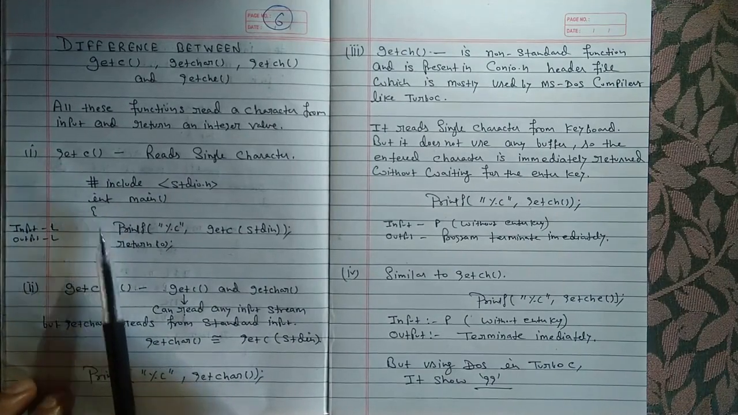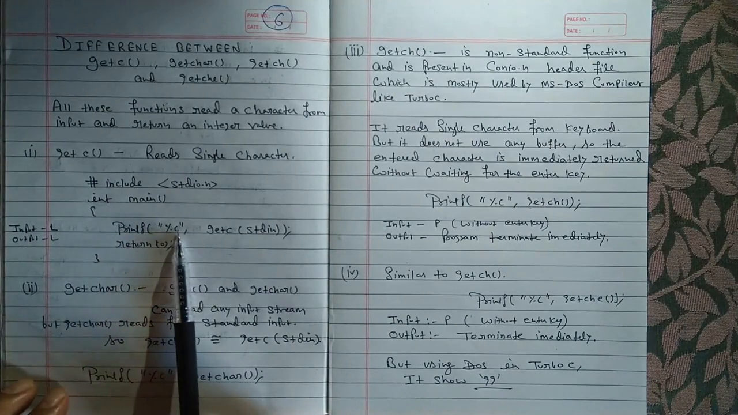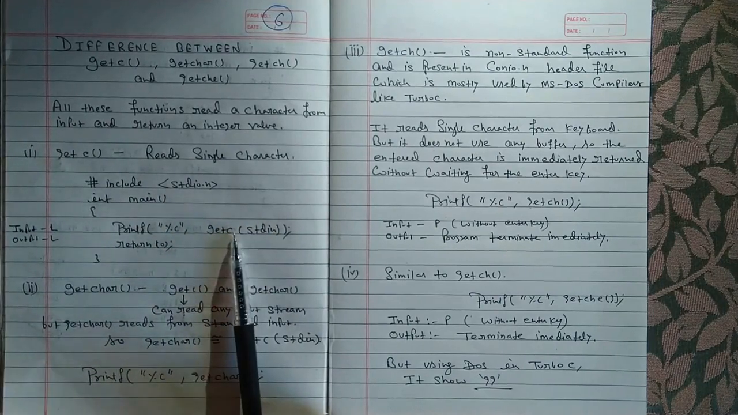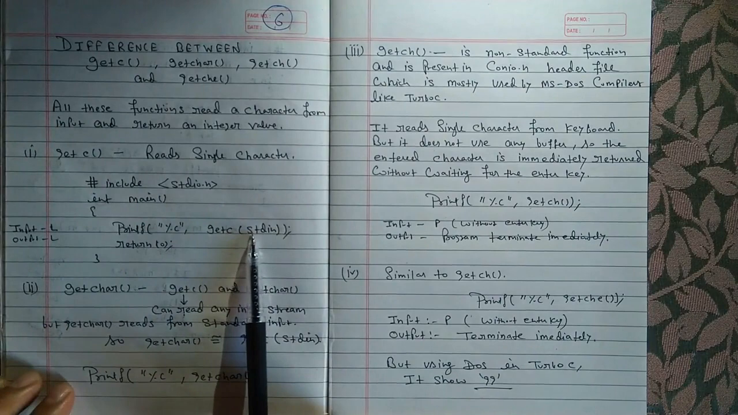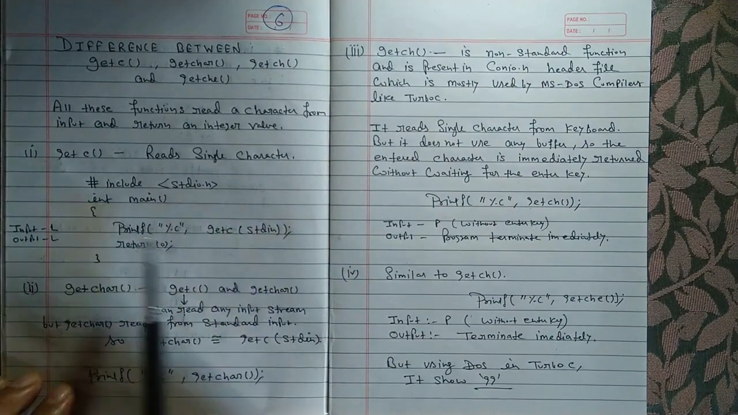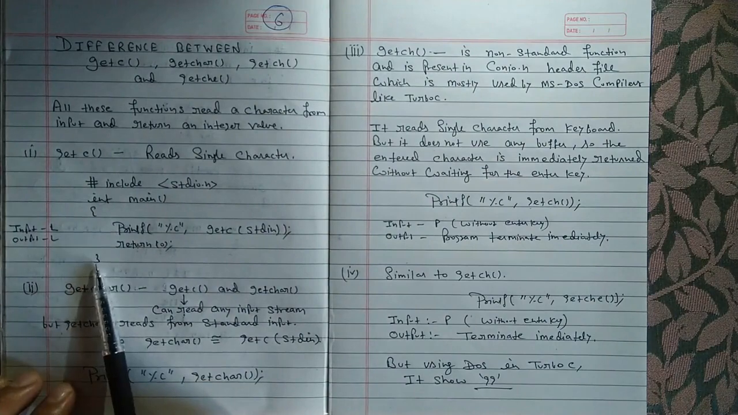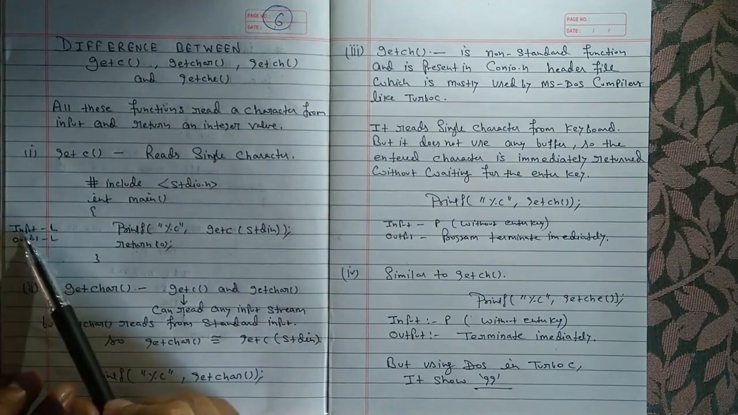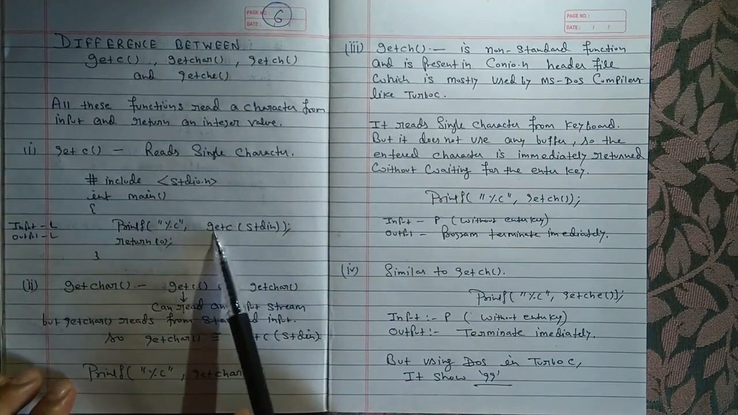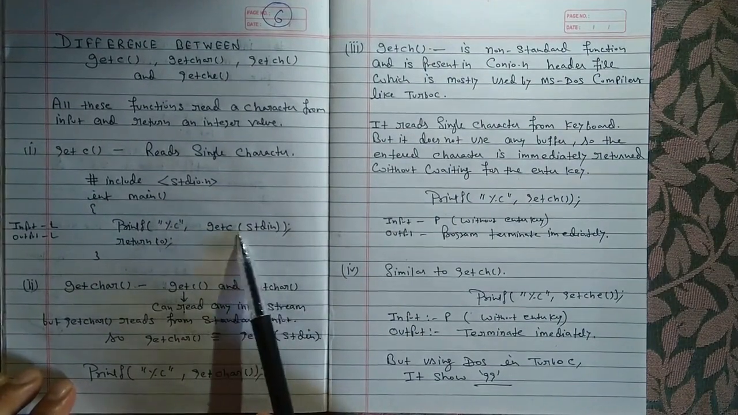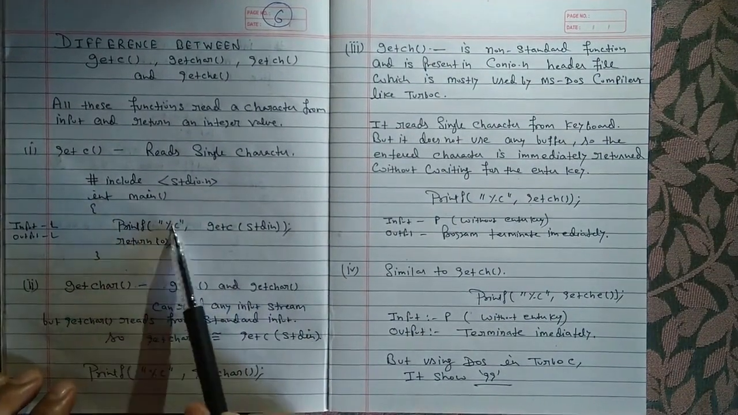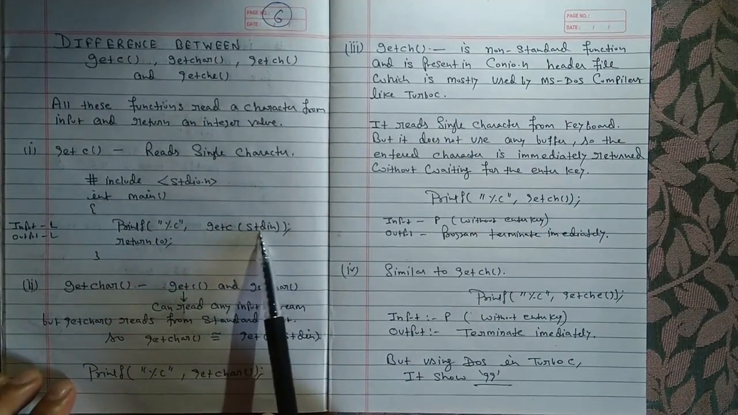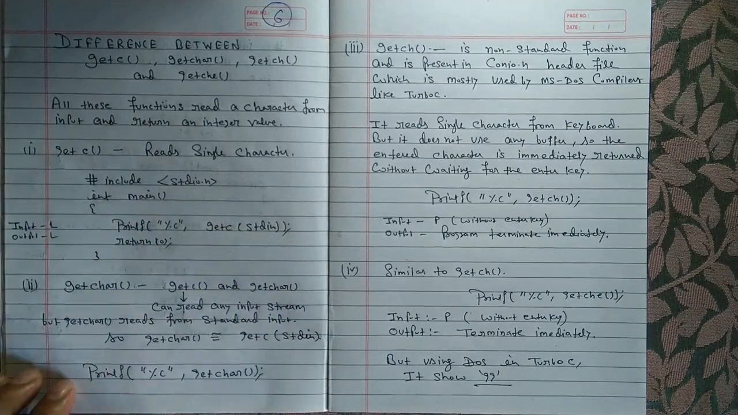The bracket is open. Printf with %c, then a comma, getc, and in the bracket you write stdin. Then close the statement, return 0, and the curly bracket closes. So what is the output? If you input L, then your output is L. getc(stdin) takes your input, then printf gives the output.